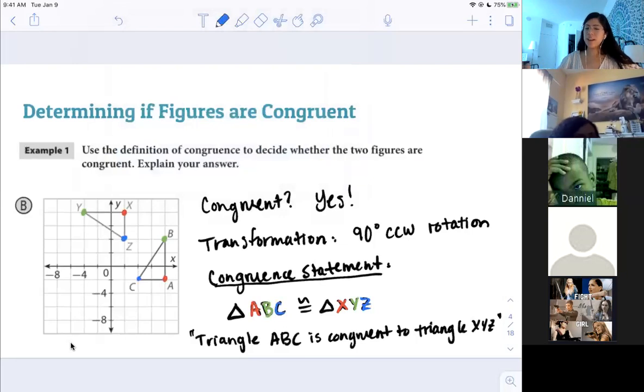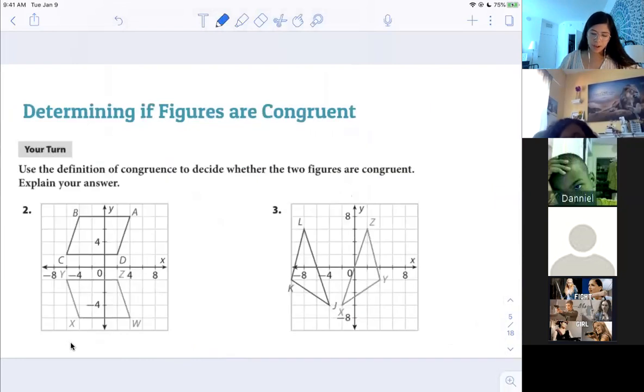Any questions on that? It's not a hard thing. Pretty simple. Once you know the symbol, it just means congruence. Yeah, exactly. All right, so now this is your turn.